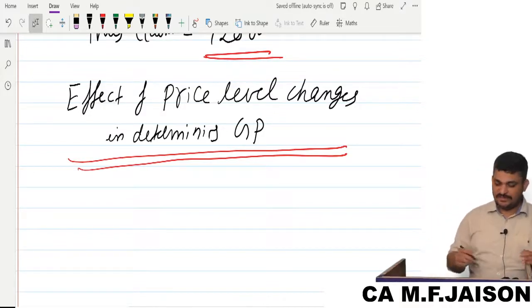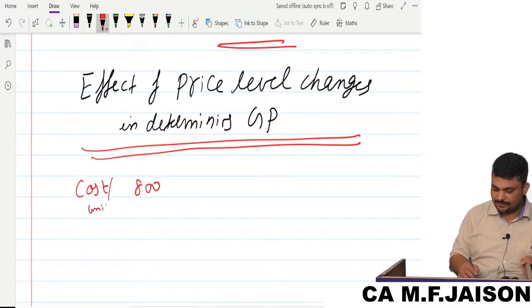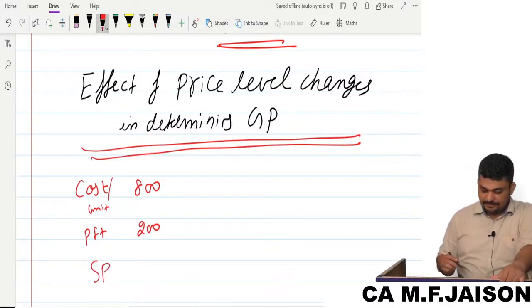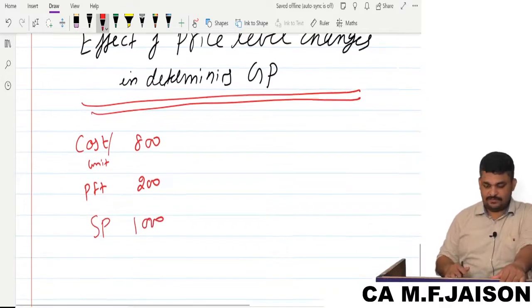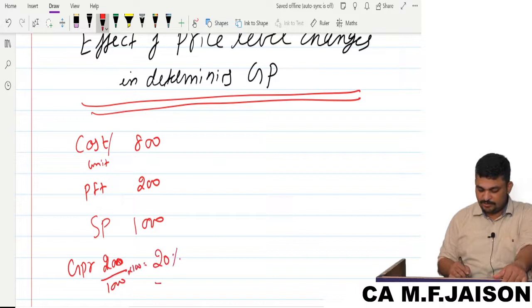For example, my dear friends, suppose I have a cost price of 800 per unit and profit of 200. What is the selling price? Cost 800, profit is 200. So what do you think the selling price is? 1000. So what is the profit margin? GPR equals 200 divided by 1000 into 100. What is this percentage? It comes to 20%.